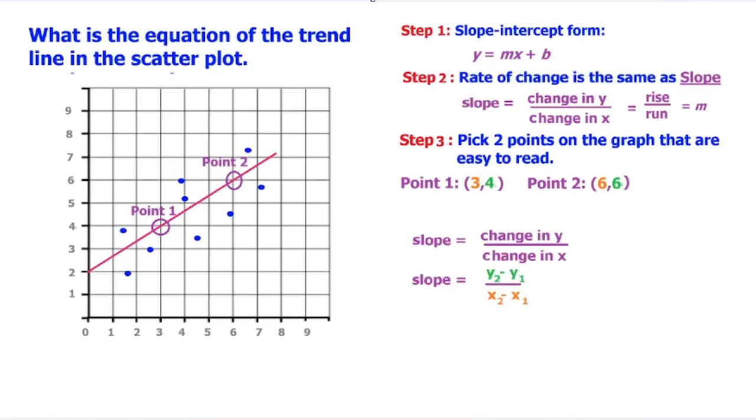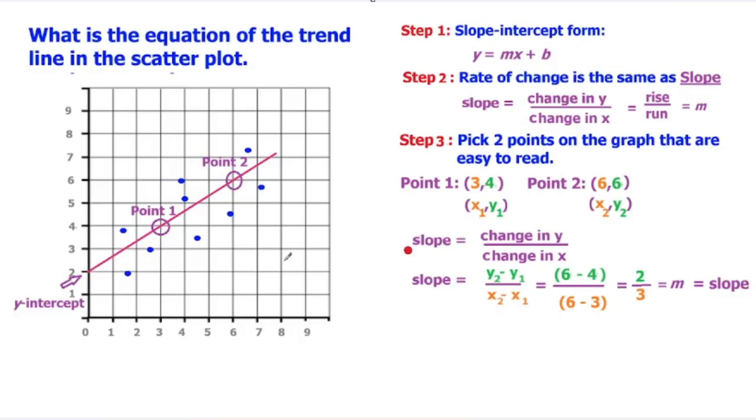Well, where do we get these points? Well, we get them from point 1 and point 2. Here, point 1 has x1, y1, point 2 has x2, y2. Now we just plug in those numbers into the equation. So y2 minus y1 is 6 minus 4, and then x2 minus x1 is 6 minus 3. That's what we have here. That equals 2 over 3, which equals m, which equals the slope.